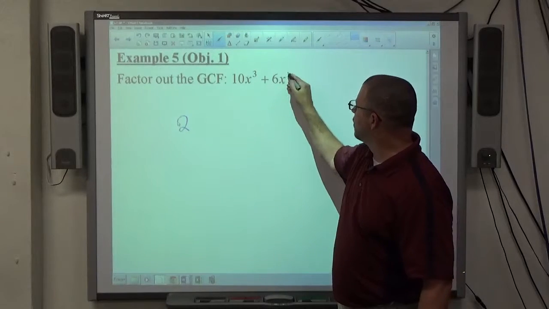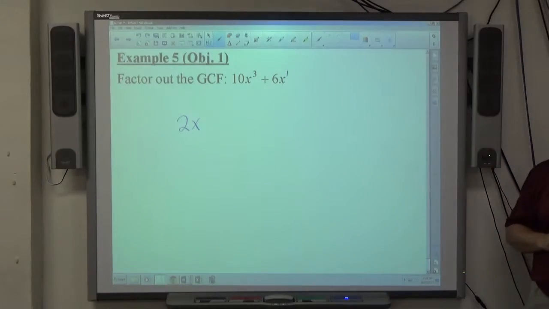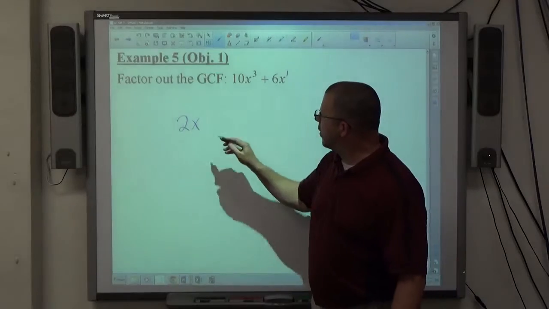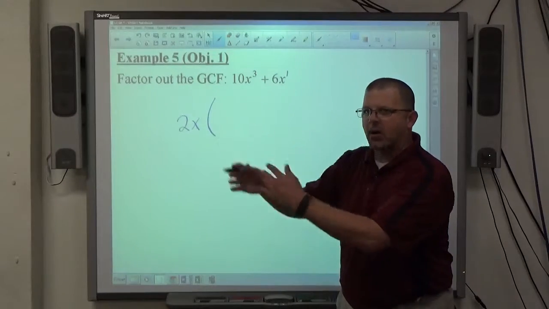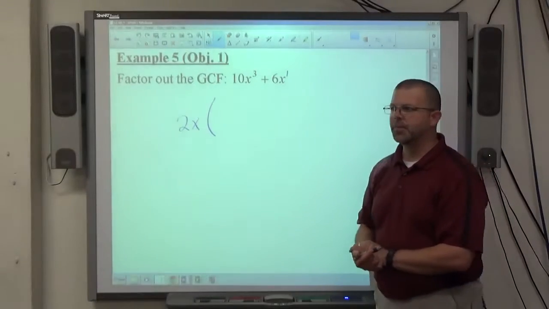X cubed and x to the first have x to the first in common. When you're looking for a common letter, you're looking for the lowest power. So if x is in every single term, the lowest power of x is what's common. And once you establish what the common factor is, we're factoring it out, so now we're going to have to write down the leftovers. Leftovers are made by division.